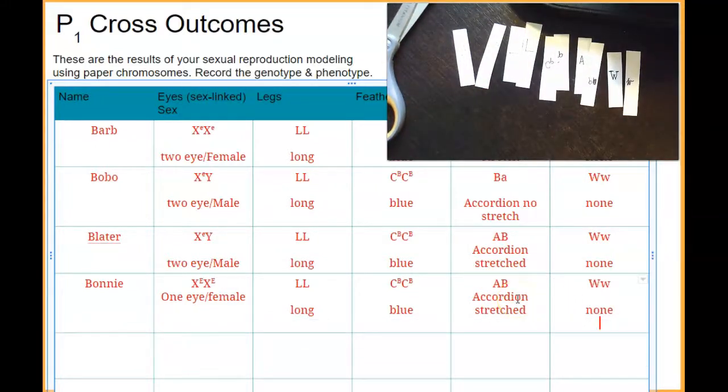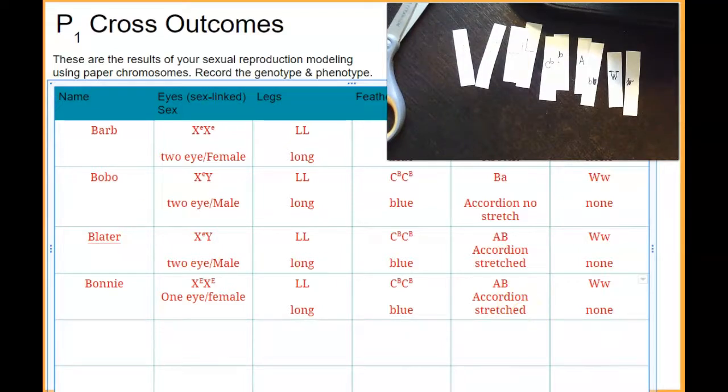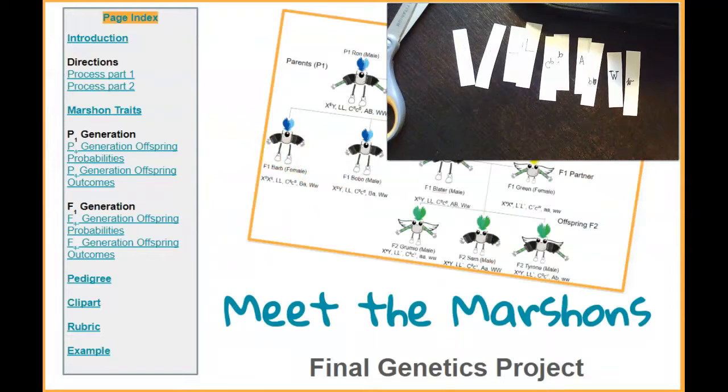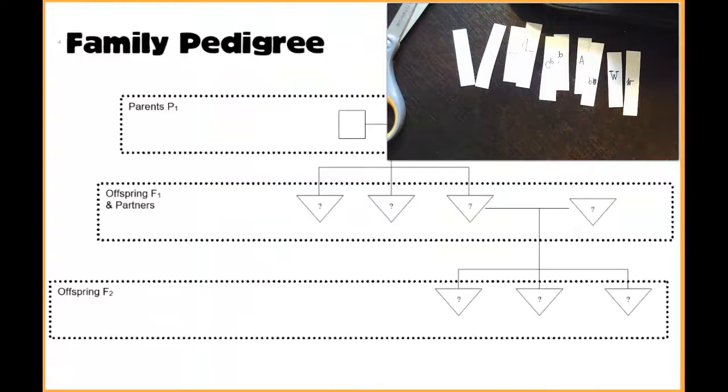All right, so we can actually now create Bonnie, right? So if we were to look at the actual pedigree, we see Barb, Bono, Blater, and we can add Bonnie now to that. So you can go through and actually create them. We have our clip art to help you do that. You have your pedigree. So there's P1 parents. They create 3 offspring, which you have to create using this method. And then to get to this part, you have to create an individual.